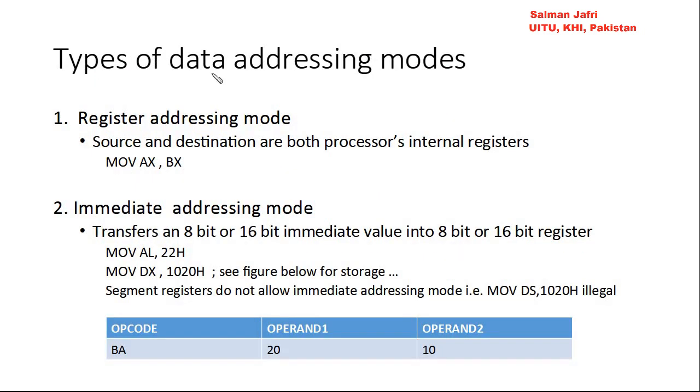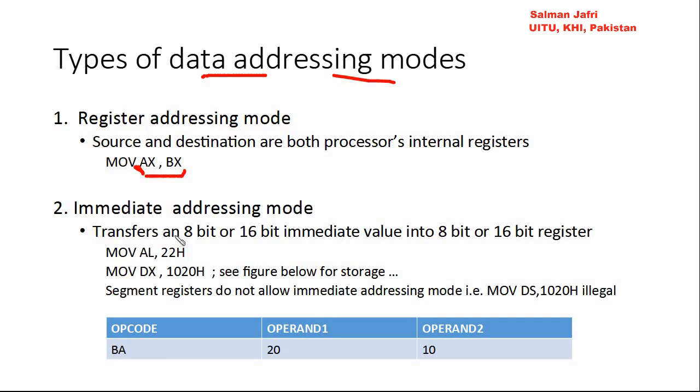Now let's look at the types of data addressing modes. The first, which we already discussed, is the register addressing mode, because the source and destination are both processor internal registers. There were two operands in this instruction and both are internal registers of the processor, hence the term register addressing mode. The next one is the immediate addressing mode.